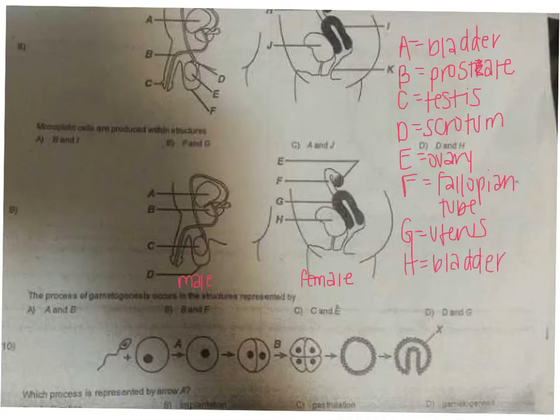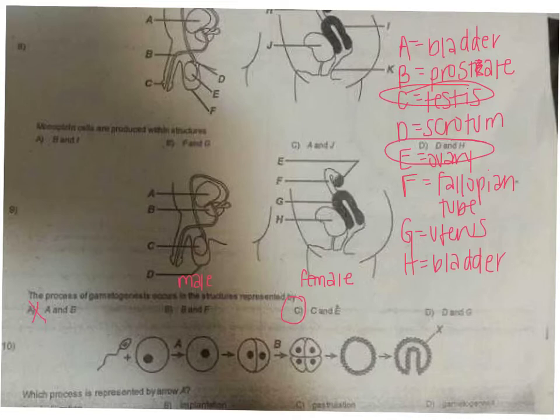So we want to find out where the gametogenesis occurs. So we're looking for the testes and the ovary. So we're looking for C and E. And here we can find that answer choice C has both choices C and E. But let's run through the other wrong answer choices really quickly. A and B. Gametogenesis definitely does not occur in the bladder because that's where urine is stored. B, the prostate. The prostate is responsible for making the fluid that is secreted with the ejaculate. So the prostate isn't making gametes.